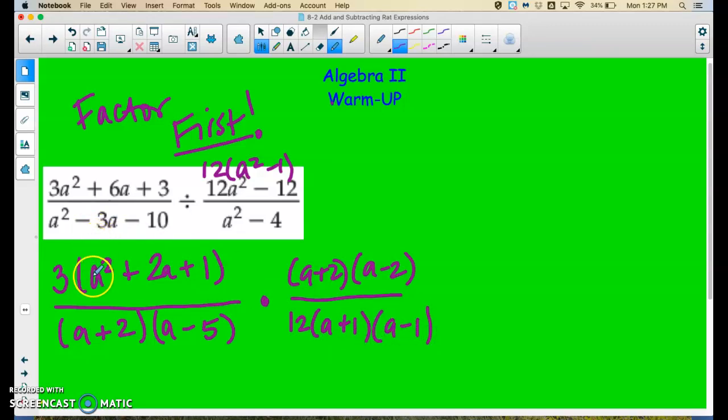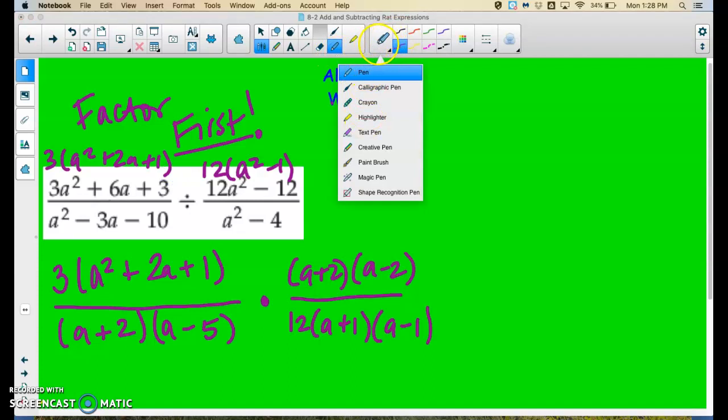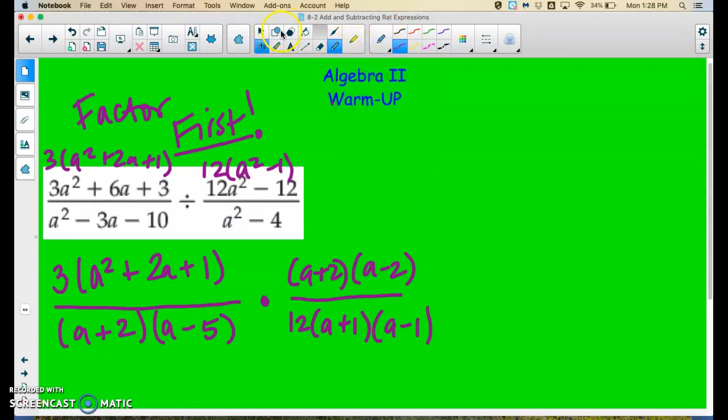And then notice here we have the a squared plus 2a plus 1. That can be factored as well. Here, I'll write this up here so it's a little bit cleaner. Right here. So let me get my eraser and erase this part to clean it up a little bit. So that's going to be a plus 1 and a plus 1.